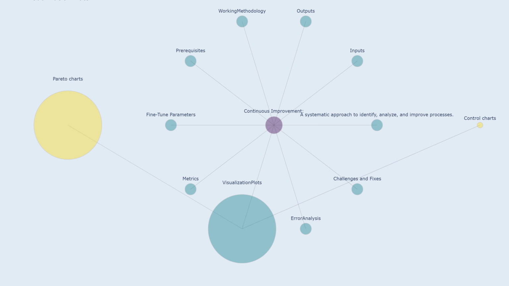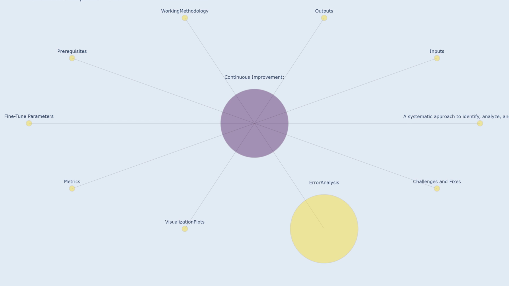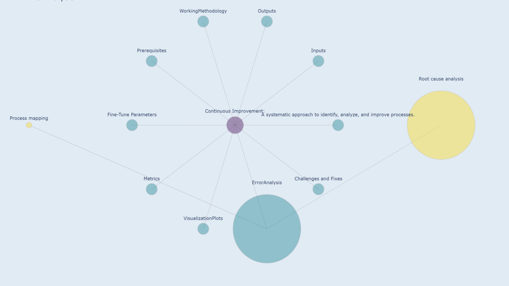The chart is arranged in descending order of frequency, with the largest bar representing the most frequent problem. Pareto charts help prioritize improvement efforts by identifying the most significant contributors to process issues. Error analysis. Root cause analysis, a systematic approach to identifying the underlying causes of problems or defects.